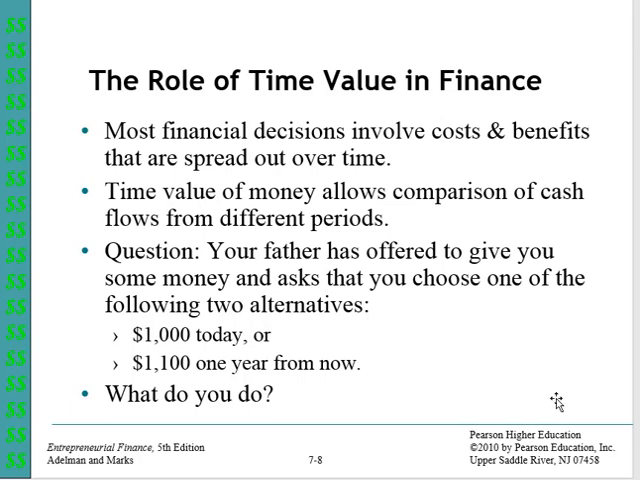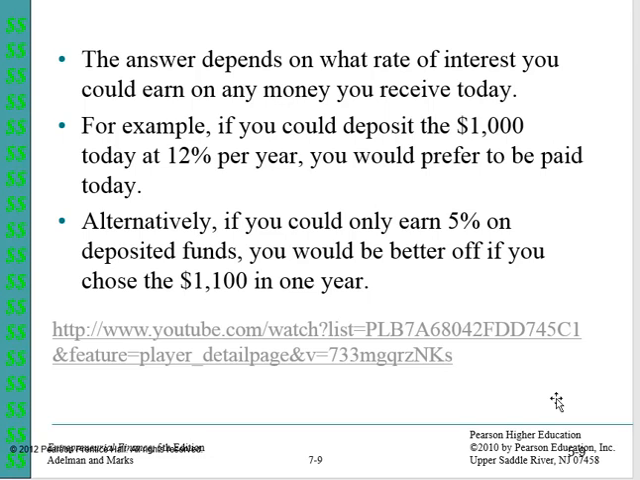But what if you can only invest at 5%? $1,000 at 5% ultimately gives us $1,050. The $1,100 is a better deal. So we need to understand what happens to money over time. And again, this basically just goes through this description of how to do that.